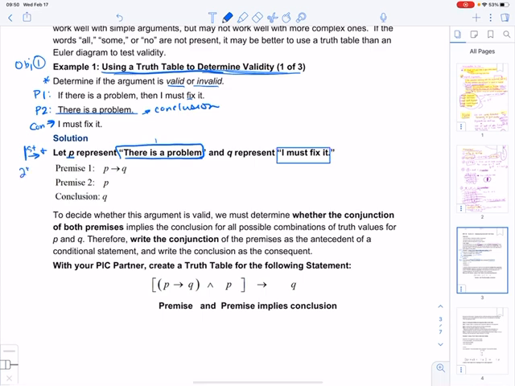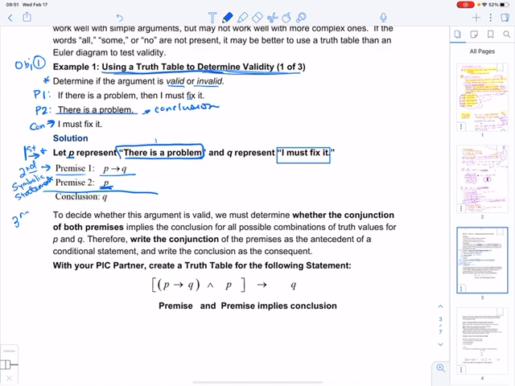Your second step is to apply your if-then statements. What you're basically doing is you're creating symbolic statements. So that's your second step. Premise 1 says P implies Q. So we're basically getting rid of the words. And premise 2 says, well, this is P. There's a problem, which is just equal to P. And my conclusion is Q, which was I must fix it.